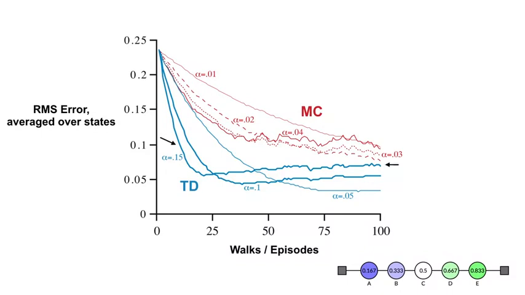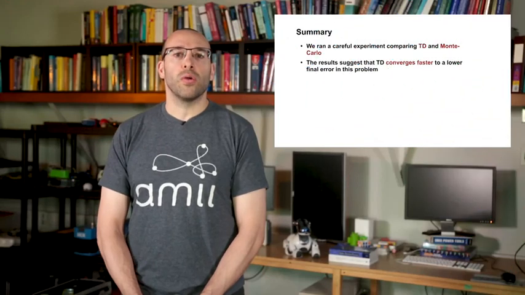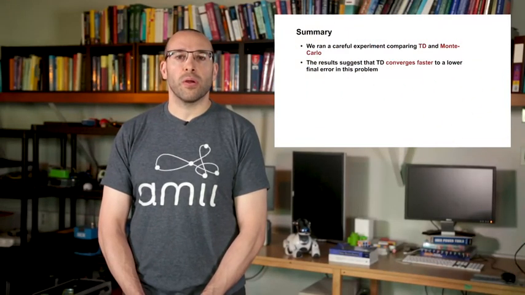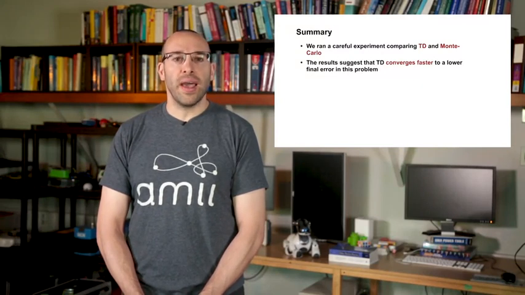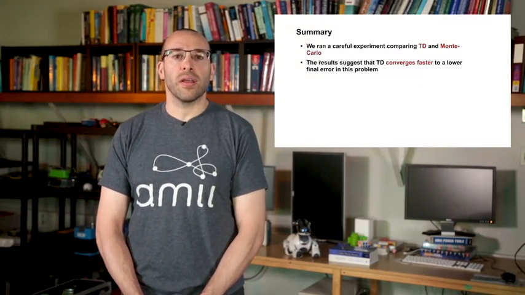Notice the error reduces faster with a learning rate of 0.15, but ultimately results in higher final error. With a smaller learning rate, TD learns more slowly but achieves lower final error. In summary, we ran a careful experiment comparing TD and Monte Carlo, and the results suggest that TD converges faster to a lower final error in this problem.